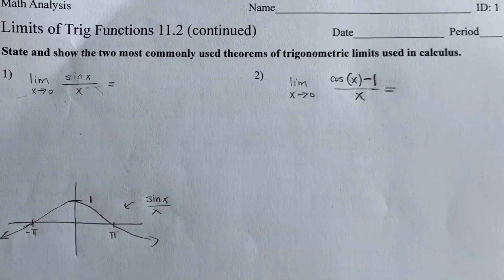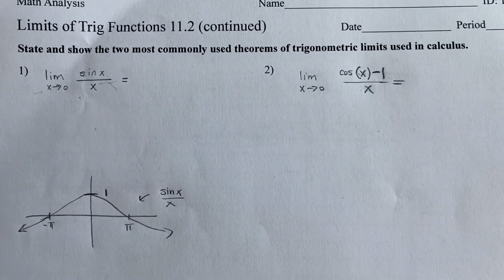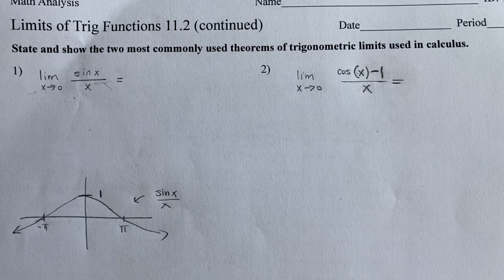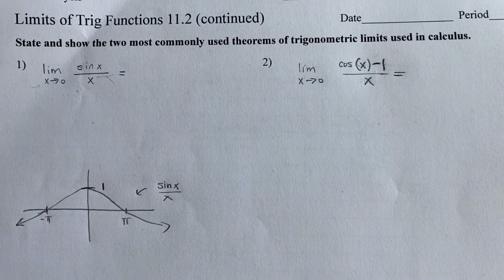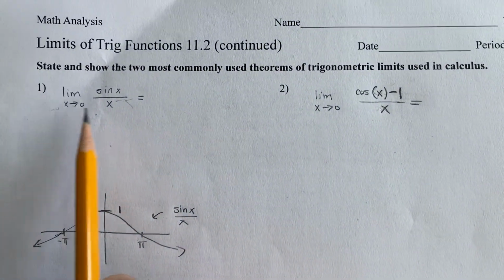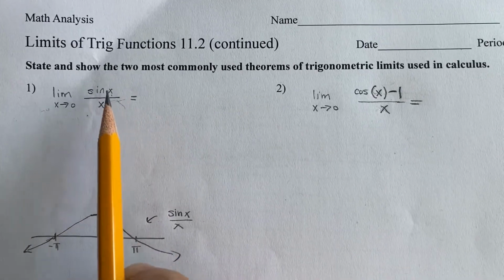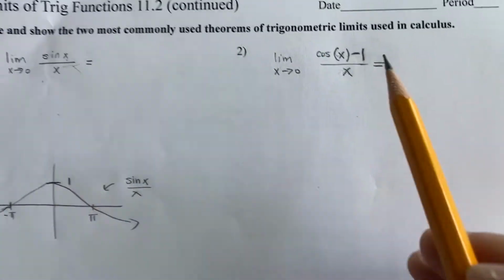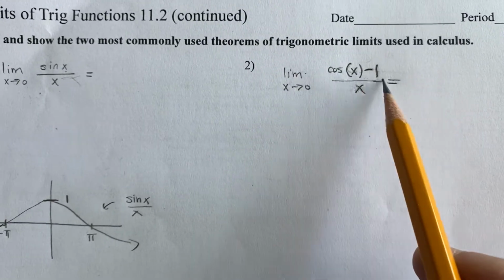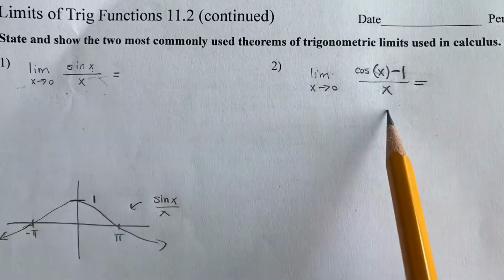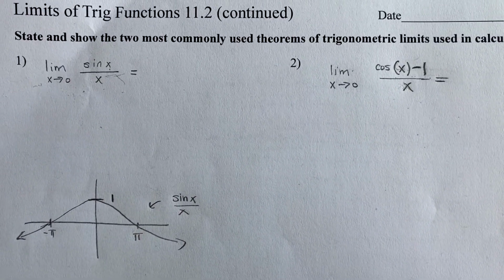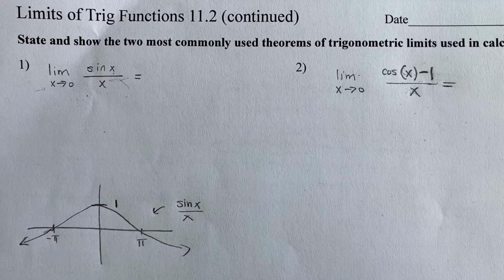All right, we're going to continue on this topic of evaluating limits algebraically. The two trig function limit theorems, if you will, are the limit as x approaches 0 of sine x over x, and we're going to figure out what that is. And then from this, we're going to figure out what the limit as x approaches 0 of cosine x minus 1 over x is. These are two commonly used limit theorems in calculus, and you kind of just have to know them.